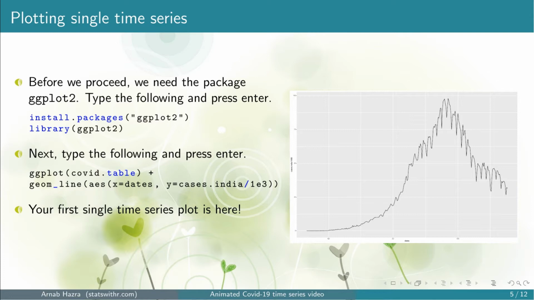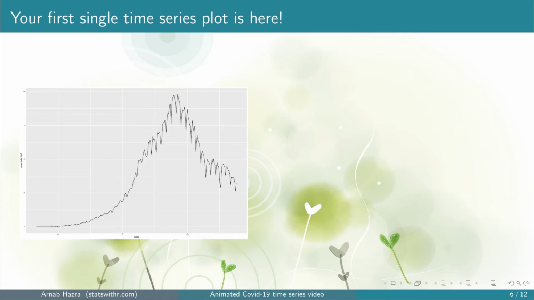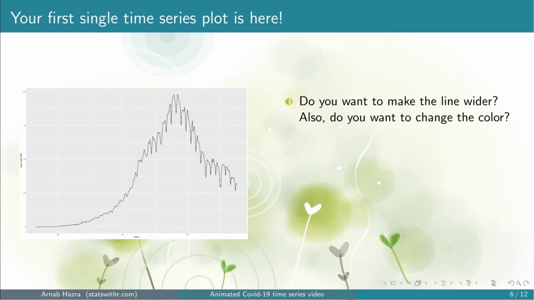When I am saving the plot using ggsave, I choose height 12 inches and width 18 inches. Because we want the video to be in HD quality, we choose large dimensions. There are many things that we need to change. Let's do step by step. First, note that the line is very narrow and you might want to make it wider. Also, you might want to change the color, although changing the color is optional here.